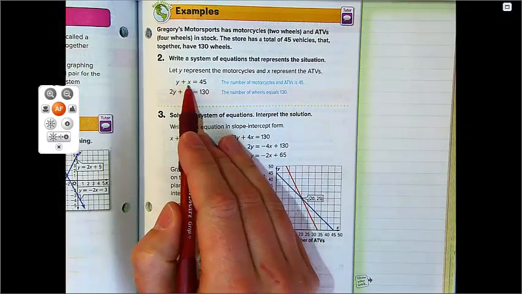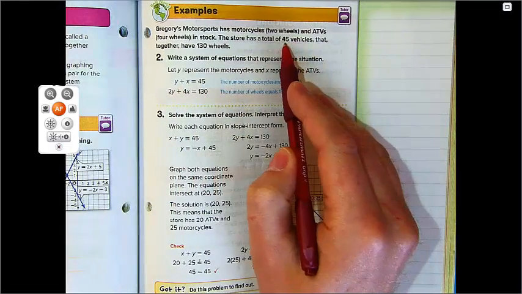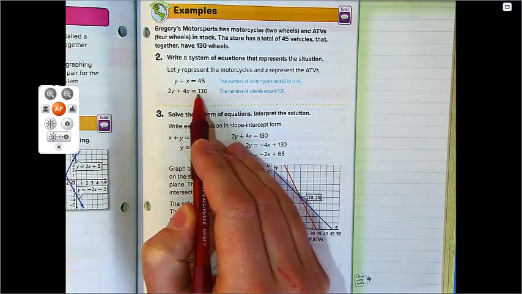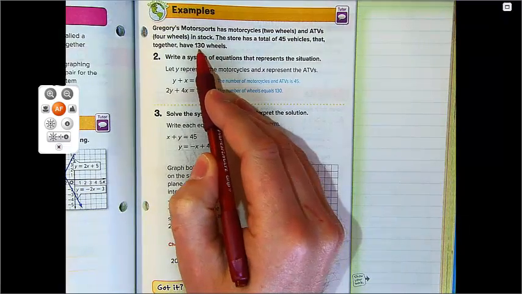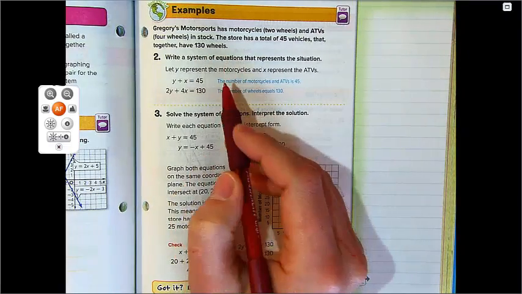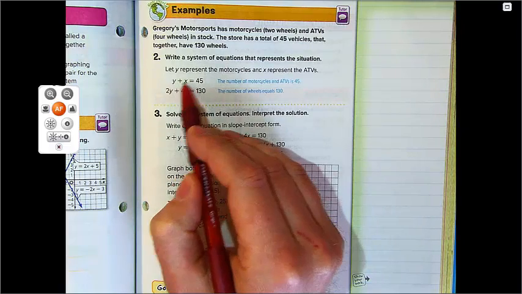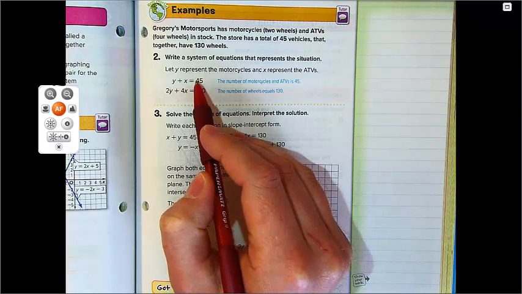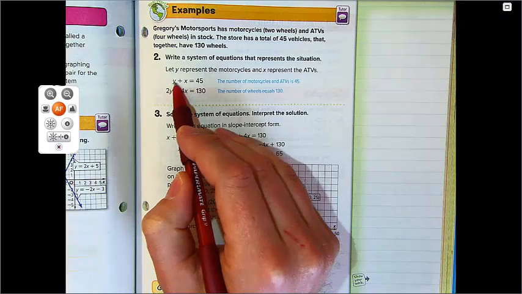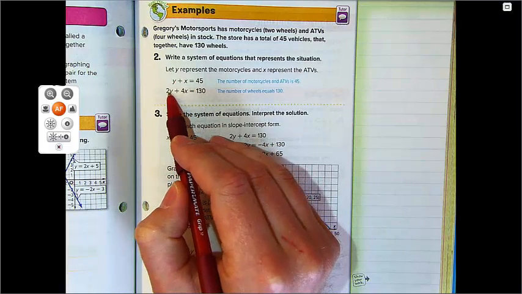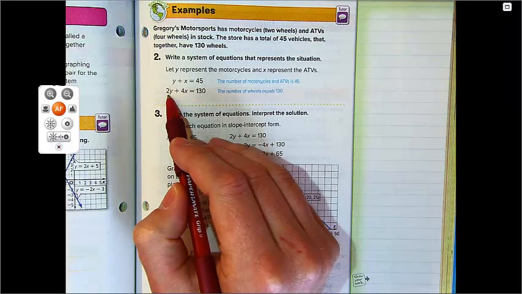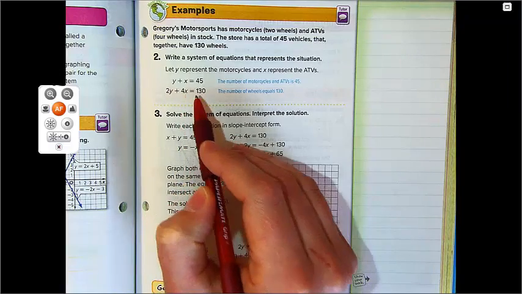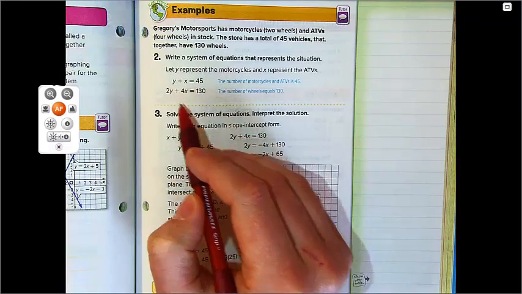We have x plus y equals 45 for the 45 vehicles. Then we have 2y plus 4x equals 130 to represent the 130 wheels. So we have two different equations here. We have x and y, the two vehicles, equaling 45 total vehicles. Then we have a separate equation where the y's are still the motorcycles, but now we're talking in terms not of vehicles but of wheels. There are 2 wheels for the motorcycle, 4 wheels for the ATV. So once again, the goal is to see where these two lines meet.